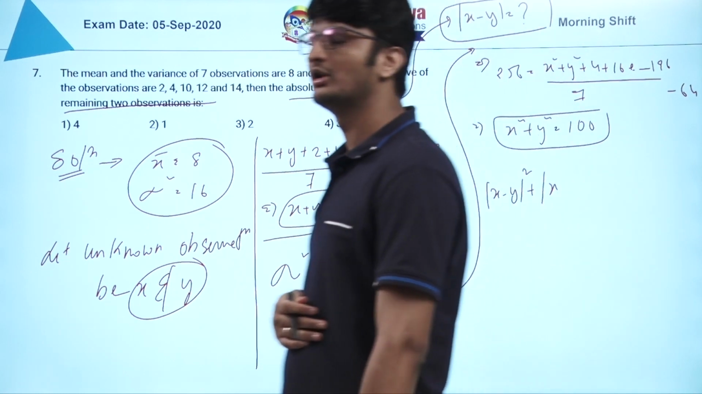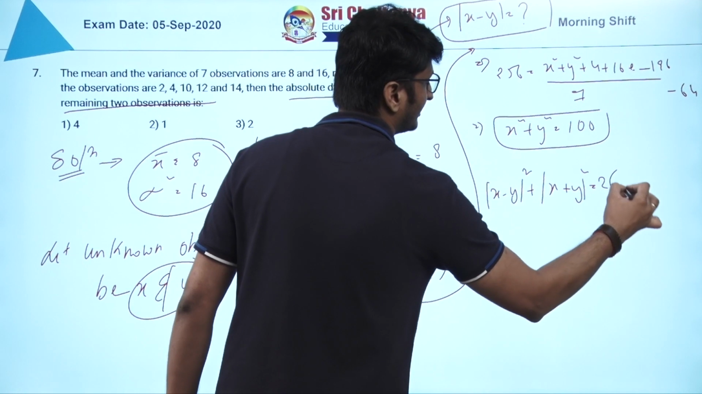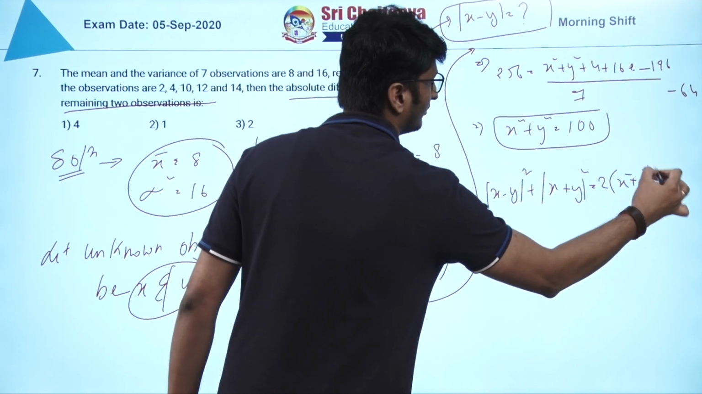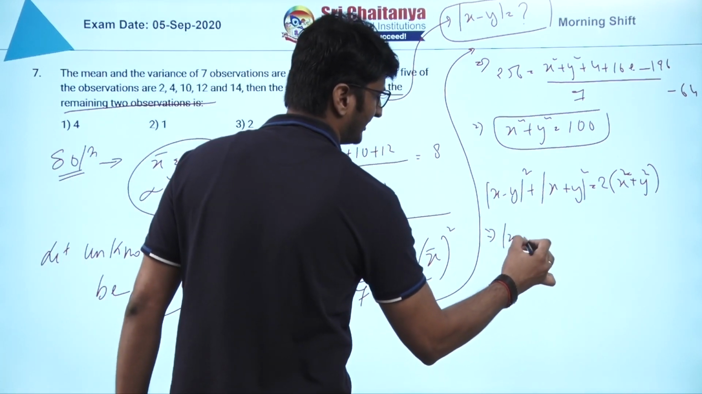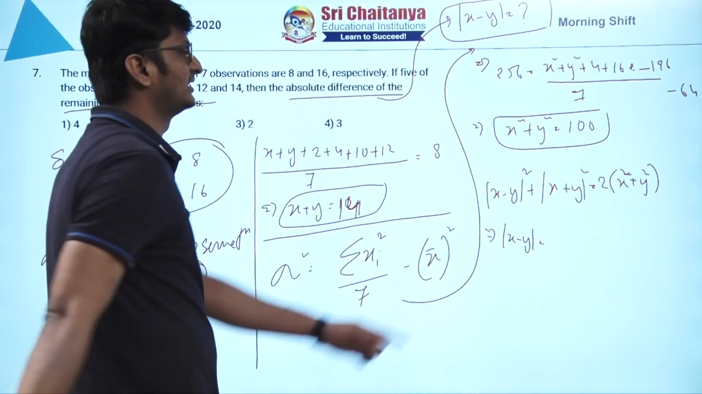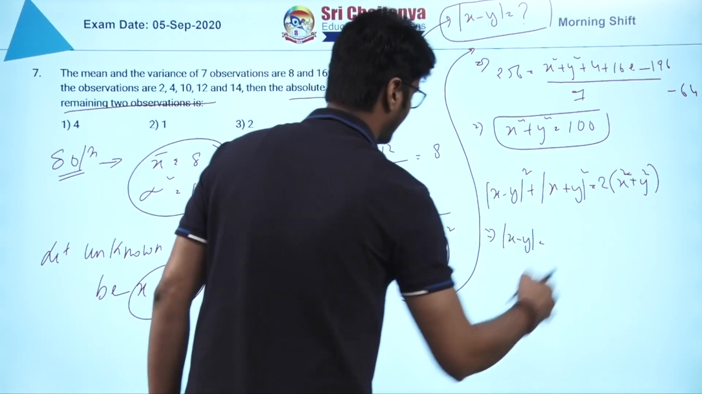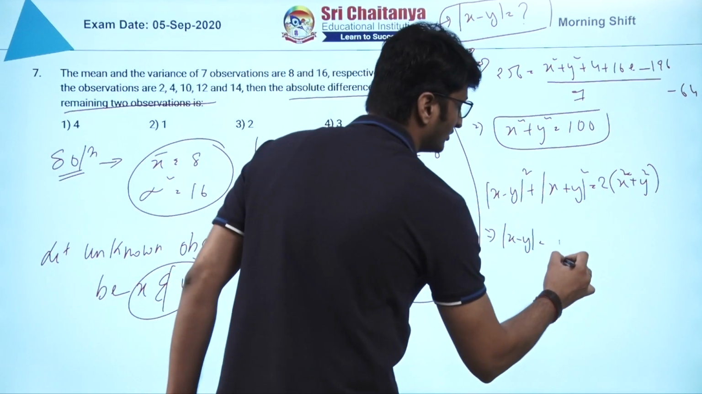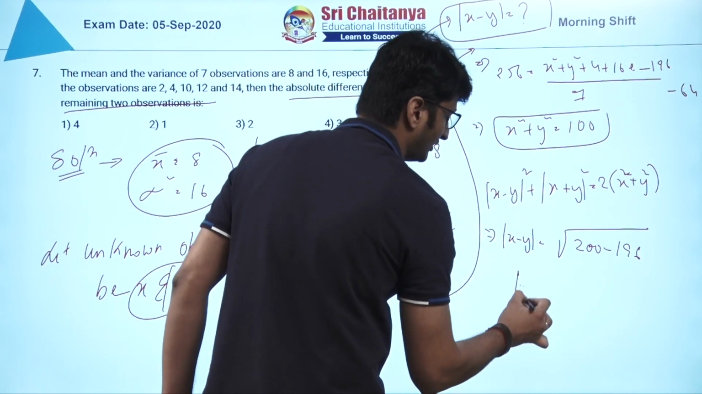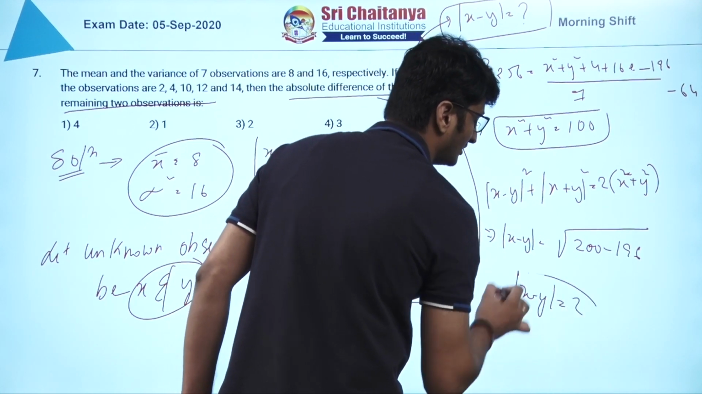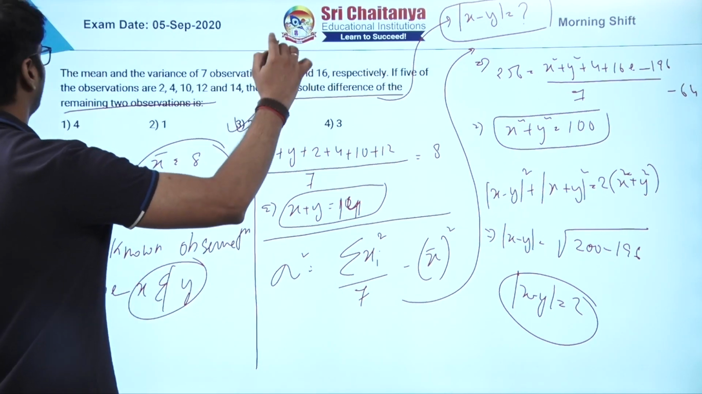here I am writing mod of x minus y whole square plus mod of this whole square is nothing but x square plus y square, correct. Mod of x minus y, this is 100, x square plus y square is given as 100, we have already obtained. So, this is square root of 200 minus 196. So, the absolute value we are getting as 2, mod of x minus y is 2. Option number 3 has become the correct choice.